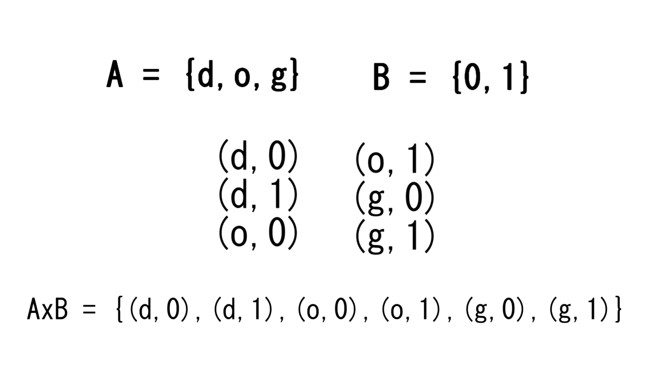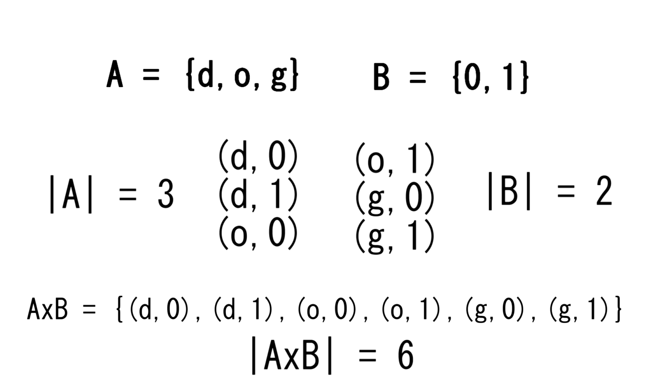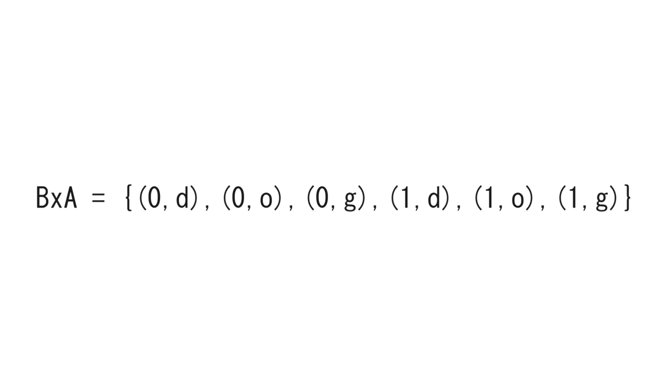And since the cardinality of A is 3 and the cardinality of B is 2, that means the cardinality of A times B equals the cardinality of A times the cardinality of B, or 3 times 2, which is 6. The Cartesian product of B times A would just be the same, except each ordered pair must be interchanged.